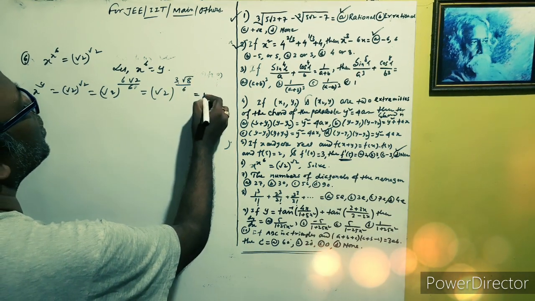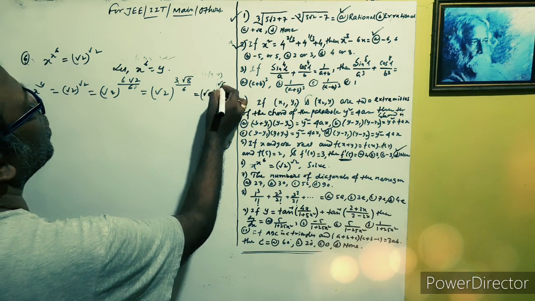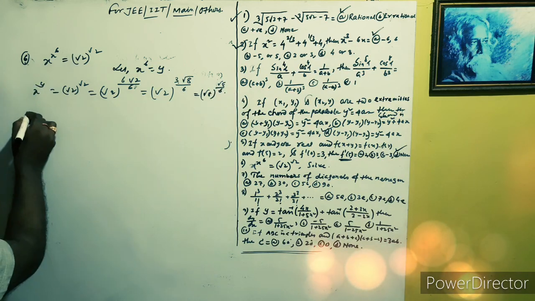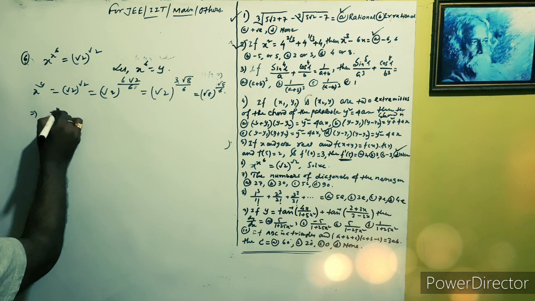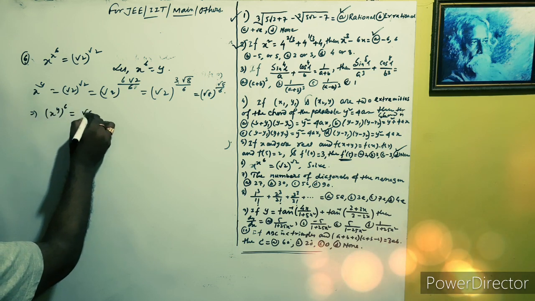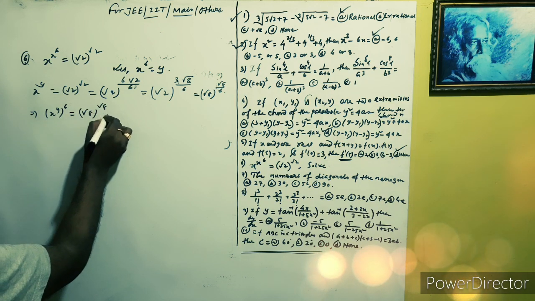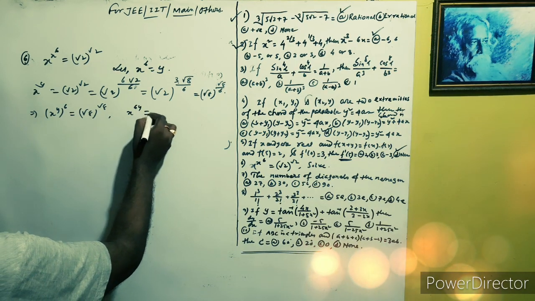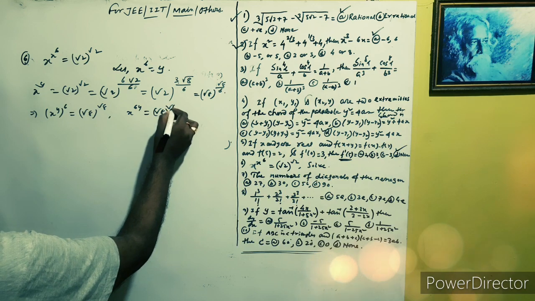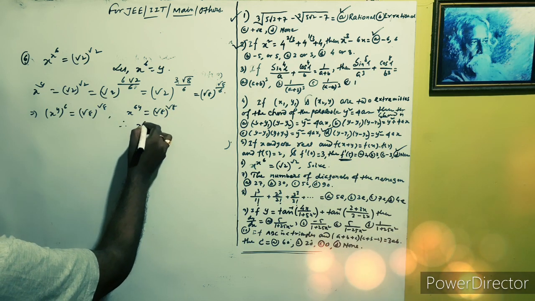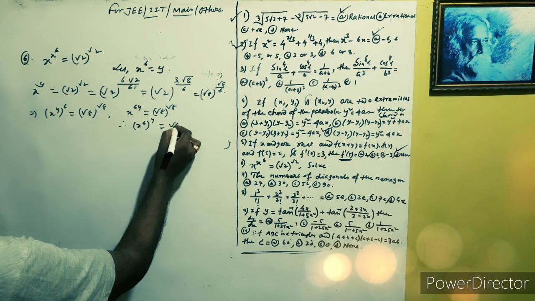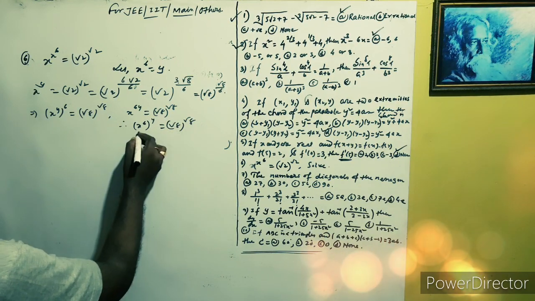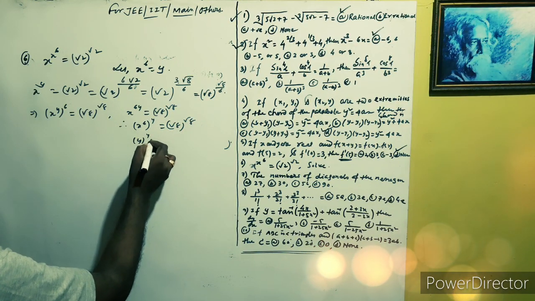Root 2 cube means root 8 whole to the root 8 by 6. Therefore x to the y whole to the 6 is equal to root 8 whole to the root 8. So x to the power 6 y is equal to root 8 whole to the root 8, and this is also y to the power y.